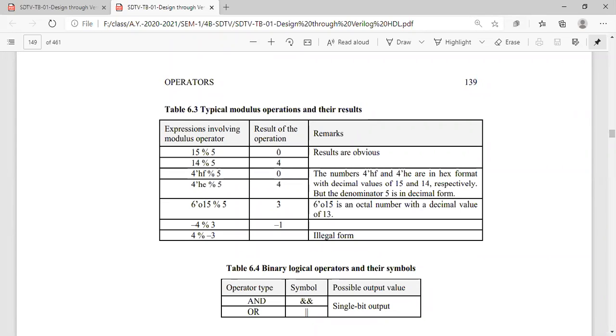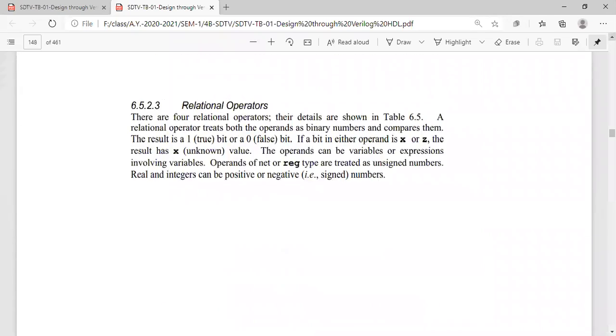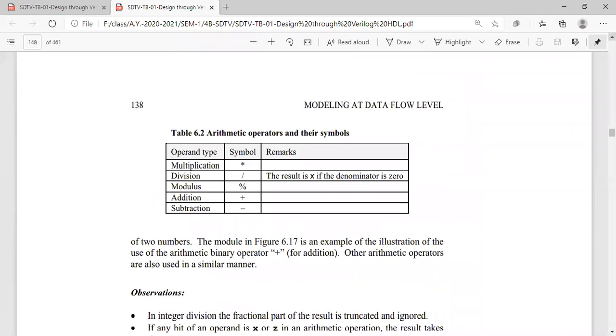For the division we have two types. One is the forward slash, which is for getting the quotient. The other is the percentage, which is to get the remainder, right?